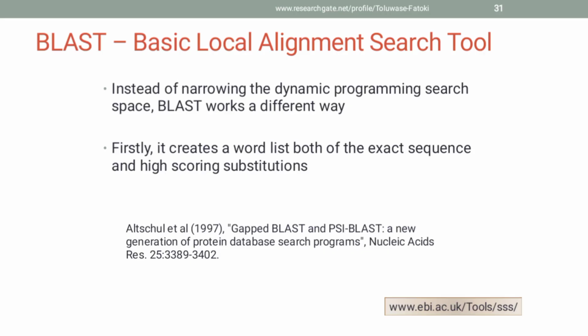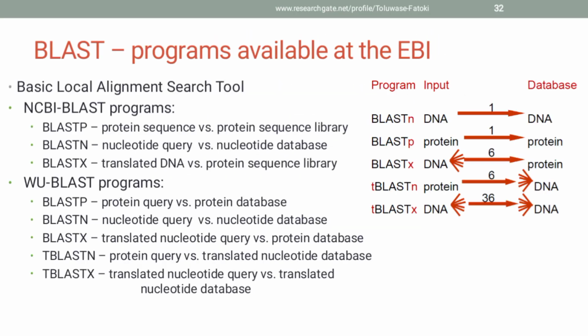Okay, so instead of narrowing the dynamic programming search space, BLAST works a different way, and you will see. First, it creates a word list, of both the exact sequence and then high scoring substitution. I've talked about the scoring guide: match, mismatch, and gap. So BLAST does it well and it does it faster.